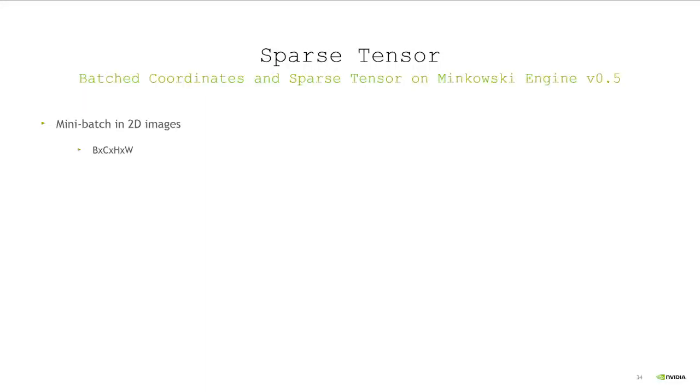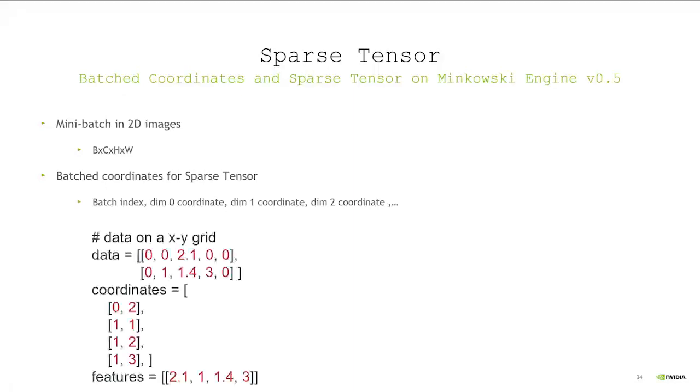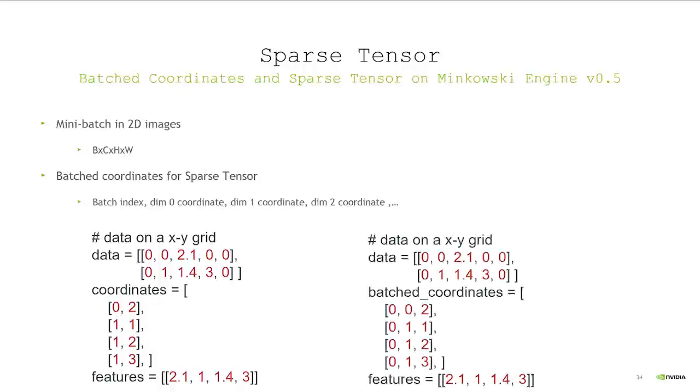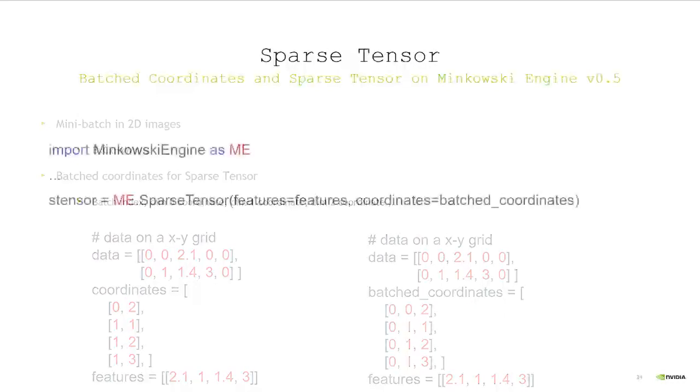In 2D images, we create a mini-batch with a dense 4-dimensional tensor, and the 0th dimension is the batch dimension. Similarly, we use the batch dimension for the first dimension of the coordinate. For example, if we have a 2x4 matrix like this, we can extract non-zero coordinates and associated features like this. Here, the 0th row and 2nd column of this matrix has value 2.1. And that's what we have in the coordinate and feature matrix respectively. Now, we add zeros to the coordinates since this is the 0th batch of the data. If we have more than one batch, we can use as many batch indices as we want.